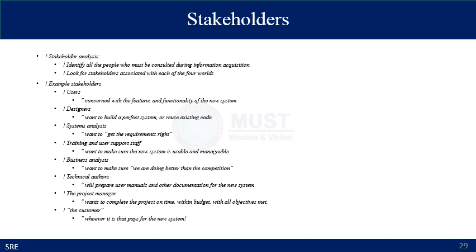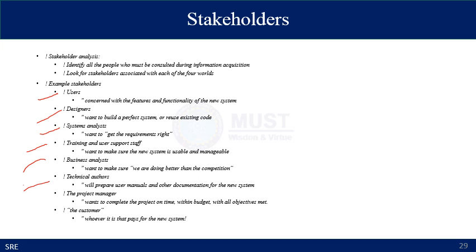The example stakeholders can be users who are concerned with the features and functionality of the new system, the designers who want to build a perfect system or reuse the existing code, system analysts who want to get the requirements right, training or support staff who want to make sure the new system is usable and manageable, and business analysts who want to make sure we are doing better than the competitors.